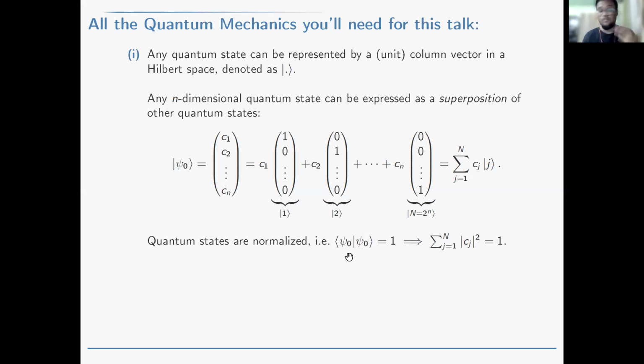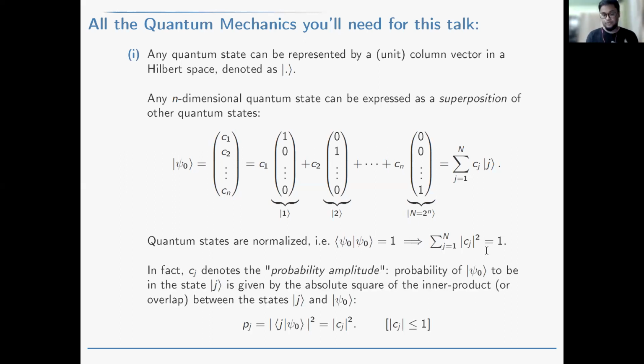Whenever you want to take an overlap between one quantum state and another, you take the quantum state and the complex conjugate of the other quantum state, and it gets represented this way. So if you take the inner product of ket psi 0 with itself, it's just the mod square of each of these entries. Because these states are normalized, unit column vectors, the sum of the mod squares of these c_j's is just 1. This is another property of quantum states: they're normalized.